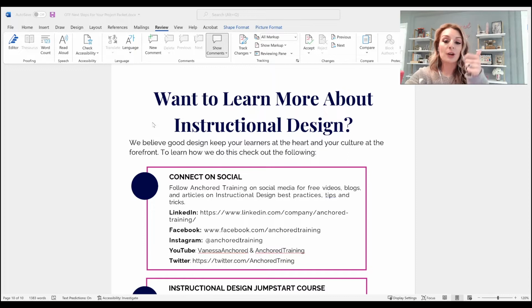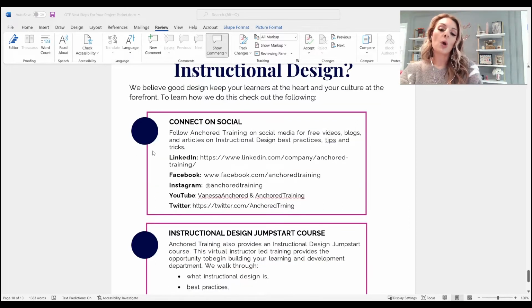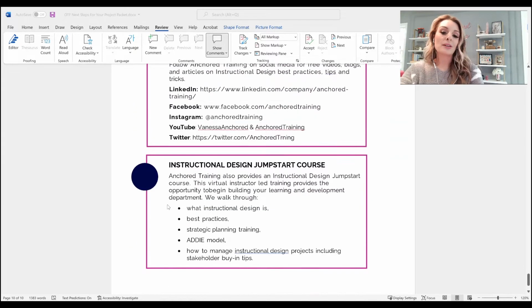Then you want to include just additional ways that they can keep up with you, right? Do you have a newsletter? That would be really great for you to include. How can they connect with you on social media? Providing a Facebook link, an Instagram link, whatever ways that you want your clients to be following you and connecting with you, you should be including in this last page. We happen to have a Jumpstart course, so we wanted them to know about that.